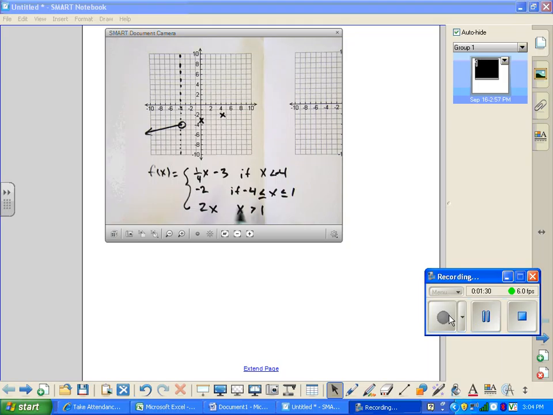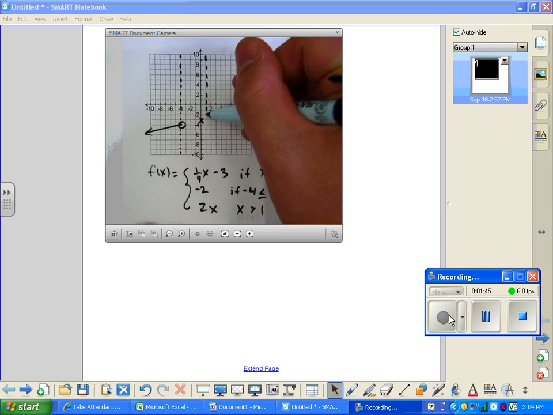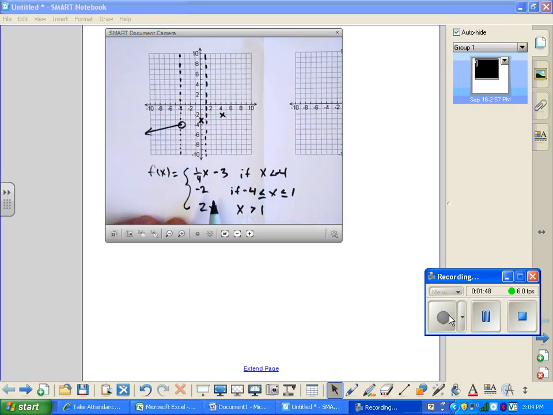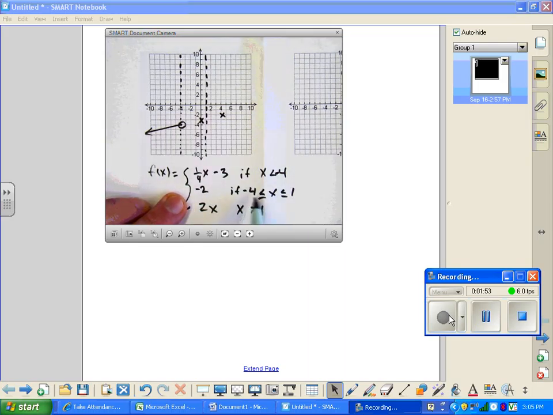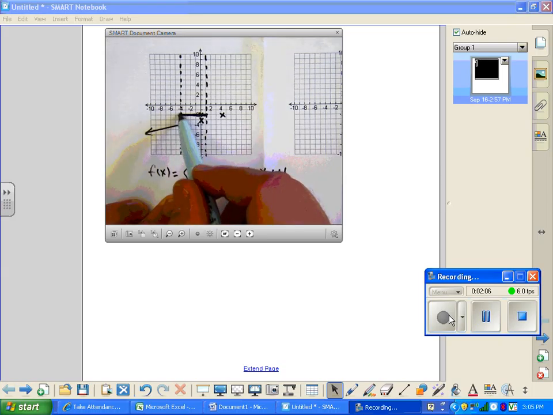Okay, now in the next one, we've got negative 2. So that's just a horizontal line, and it only goes from negative 4 to 1, in between negative 4 and 1. So our other border is going to be at 1 here. And so I'm just going to draw that horizontal line in between negative 4 and 1. So at negative 2, it's just going to be this horizontal line. Okay, now these endpoints are going to be included, so they're going to be closed.